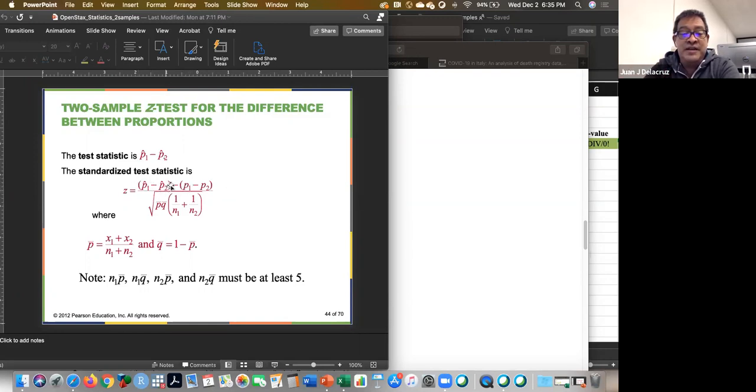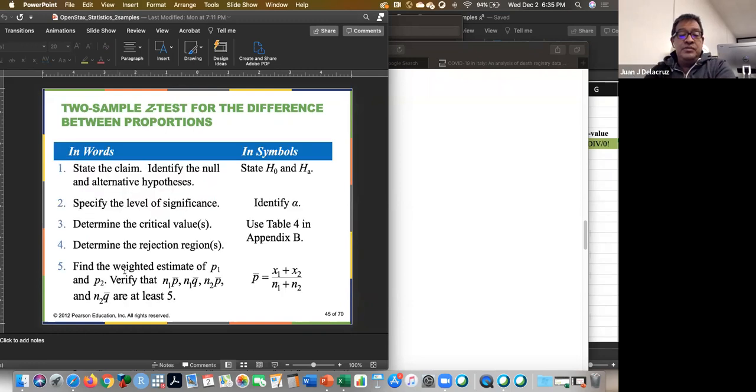So the observed difference is going to be divided by the standard error. And remember that the P bar is going to be given by this formula, which is a little bit long, right? So we find these values, and then we make sure that these values are at least 5, right?